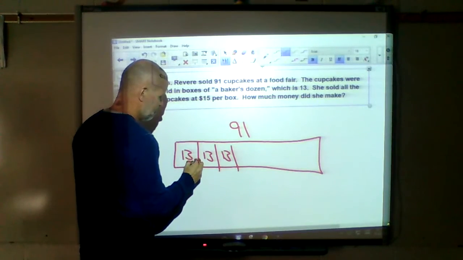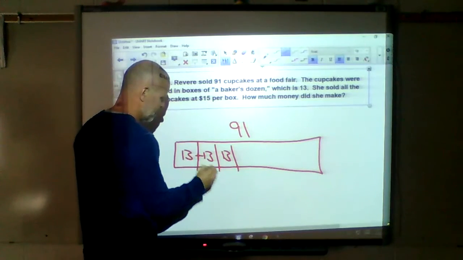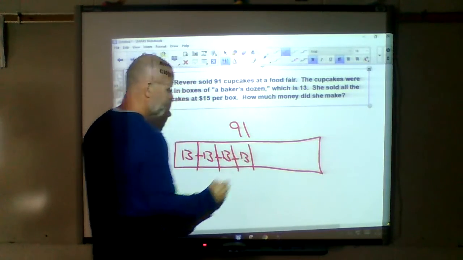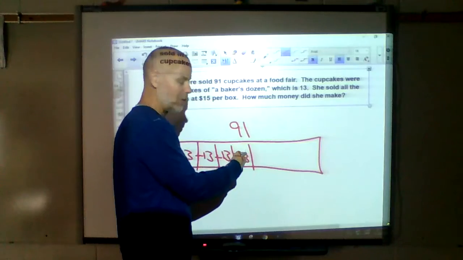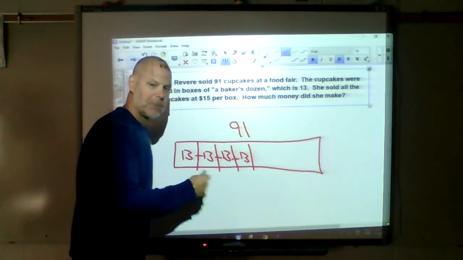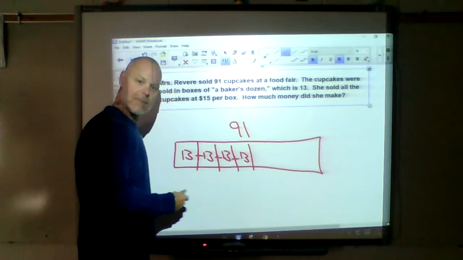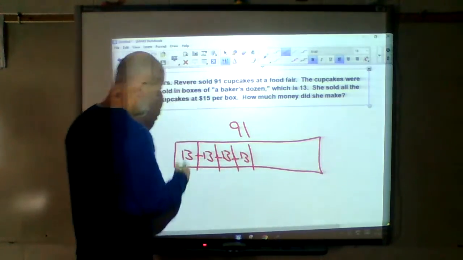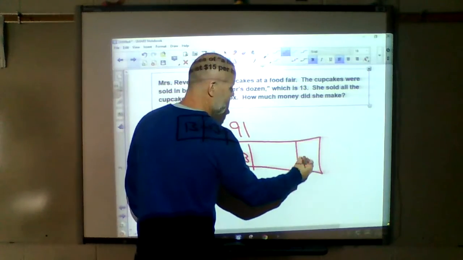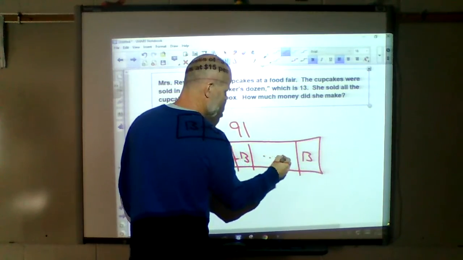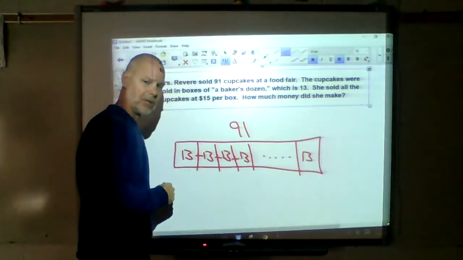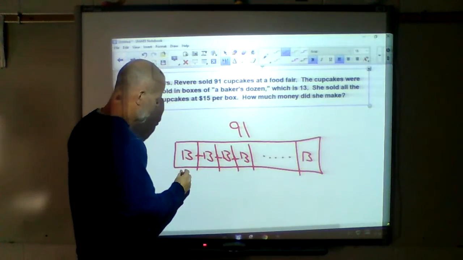13 plus 13 plus 13 plus 13, right? Eventually, I'm going to get up to 91. Okay, they're equal. I could divide. I could do 91 divided by 13, but I don't know how to do that yet. I do know how to add 13 plus 13 plus 13. So at some point in time, you're going to get 13 plus 13 plus 13 equal to 91. That will tell you how many boxes.